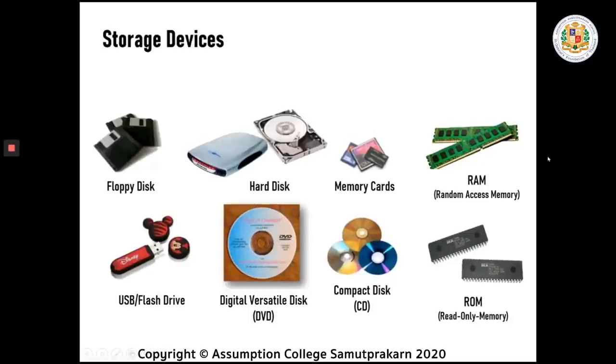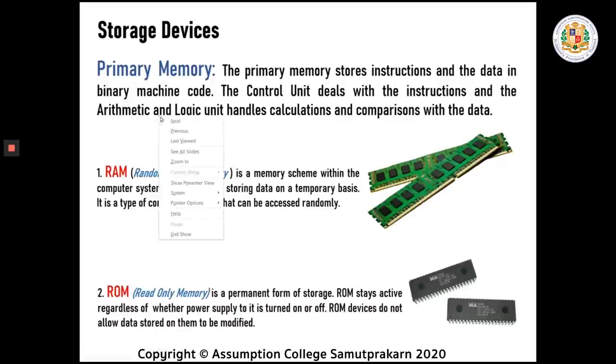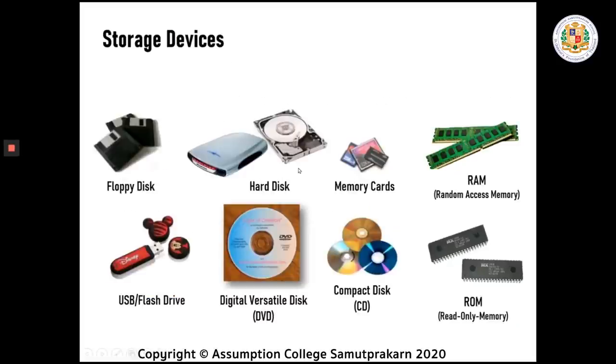Next. Okay, what are those storage devices? We have the floppy disk. Floppy disk was manufactured in the 90s and we don't use it anymore. So if you were born in the 90s or in the 70s, I know that you know this floppy disk. And we have hard disk. Nowadays computers have a hard disk inside, and we have memory cards. We use memory cards to store files in cameras and computers. So if you want to save, store your files.